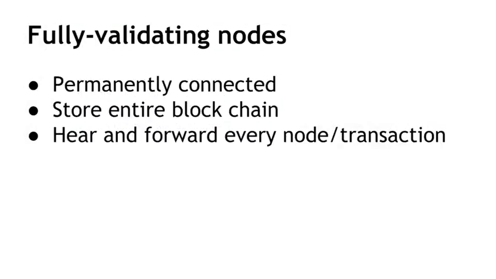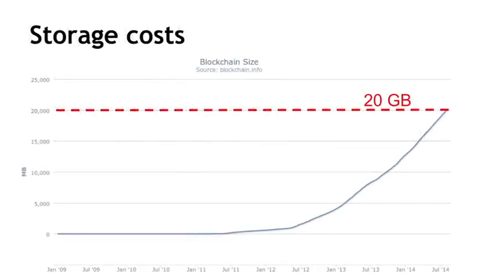So to be a fully validating node, you want to stay permanently connected so that you hear about all data. The longer you're offline, the more catch-up you're going to have to do to hear about all the transactions you missed. And you're going to have to store the entire blockchain. You'll also need a pretty active network connection so that you can hear every new transaction and forward it to your peers. So you can see the growth over time here.